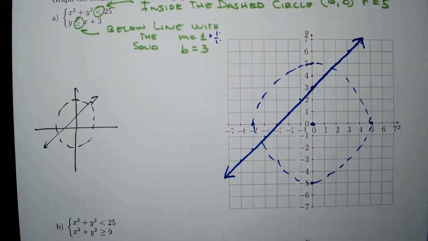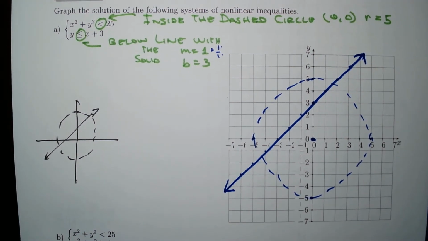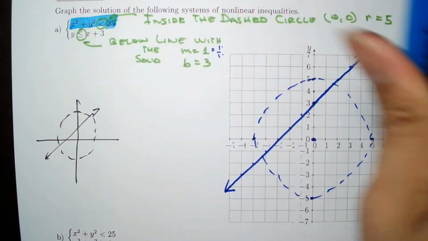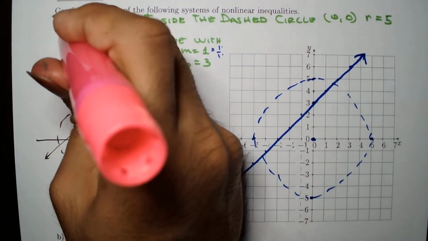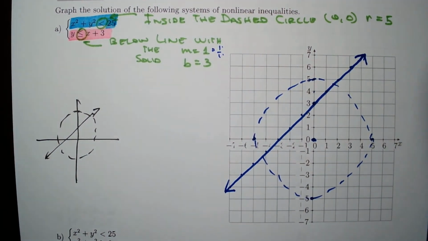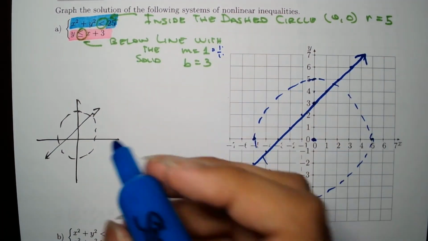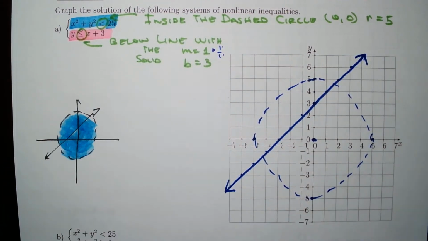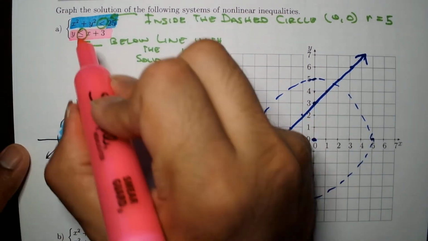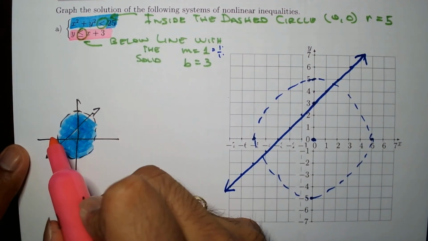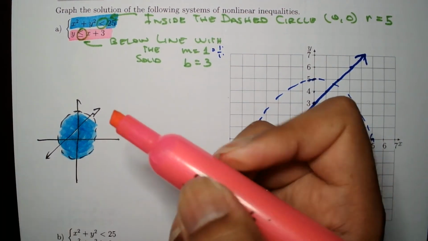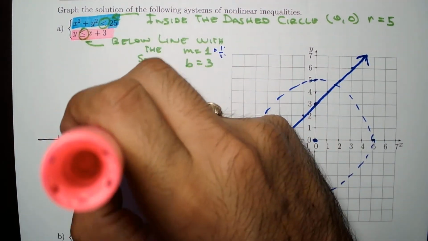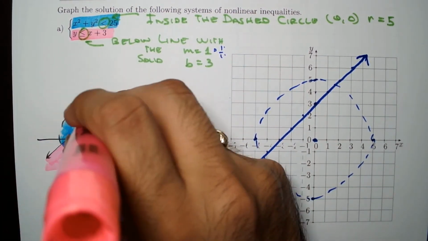All right? So, what is this going to be? Blue for the circle. Pink for the line. So inside the circle, inside the dashed circle, I'm going to shade inside the dashed circle, and below the line. This line right here has an above region and a below region. So I'm going to shade below.